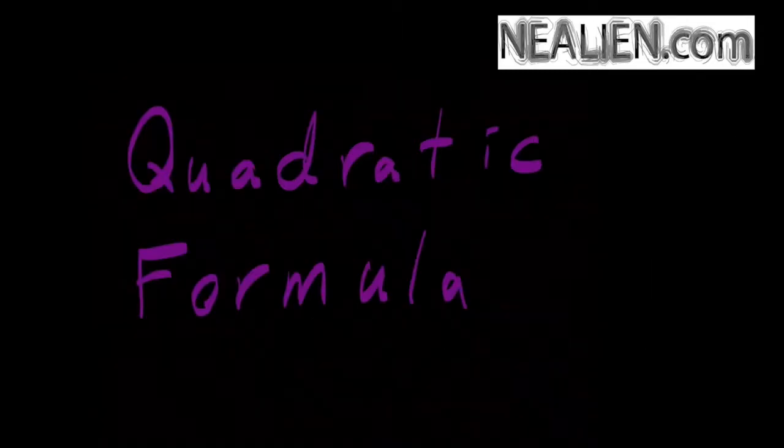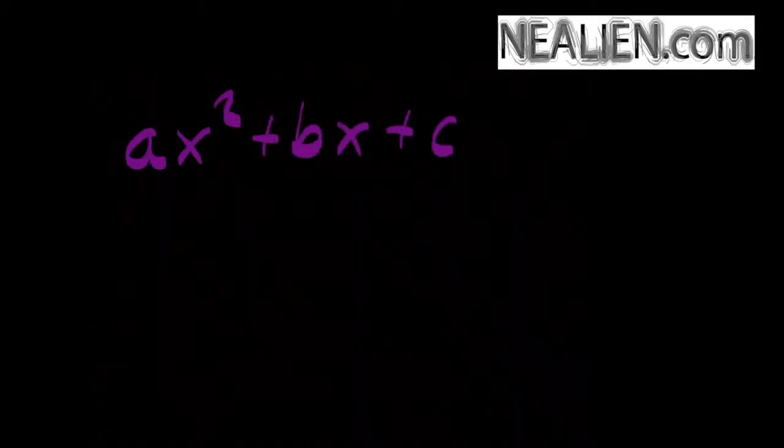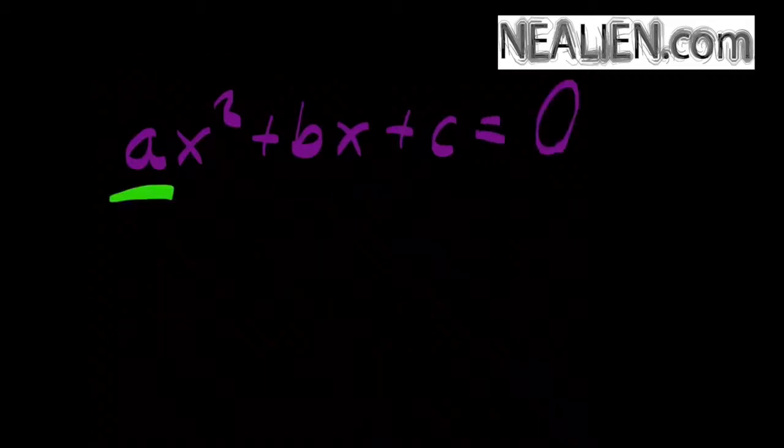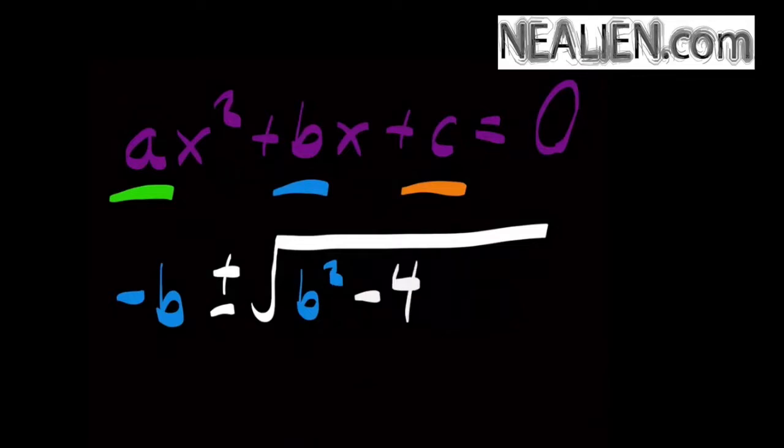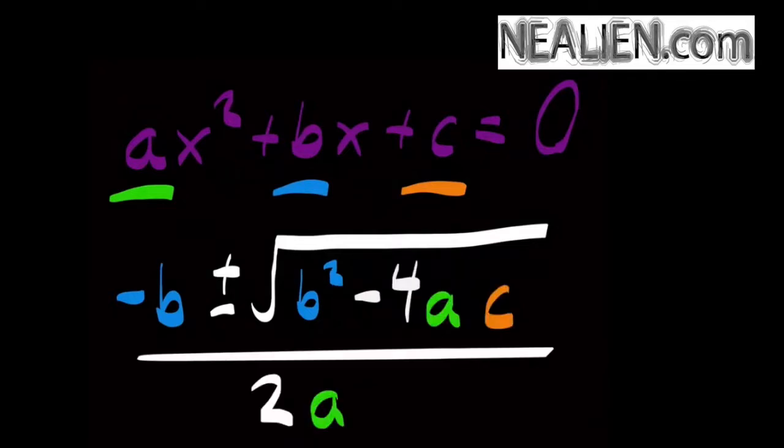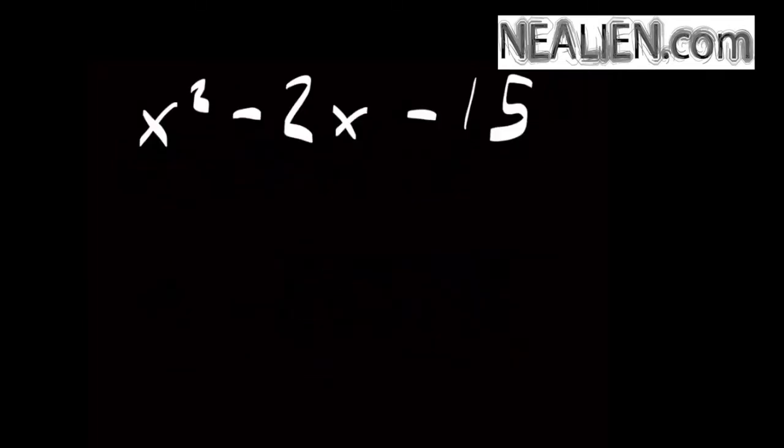Let's use the quadratic formula on a few different quadratic equations. In general, we have ax squared plus bx plus c equals 0. We've got the a, the b, and the c. Then we can use the quadratic formula, which was minus b plus or minus the square root of b squared minus 4ac divided by 2a. The parts within the square root symbol are called the discriminant. Here's the first example, x squared minus 2x minus 15. You could also solve this particular one by factoring, and you might want to do that just to check your answer.